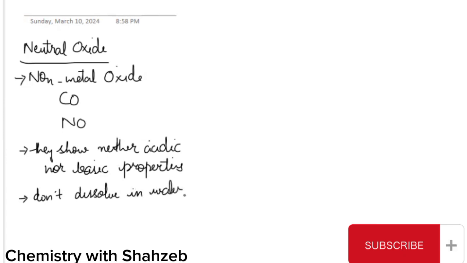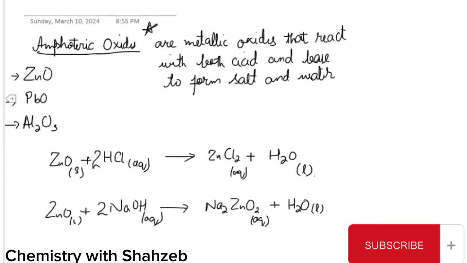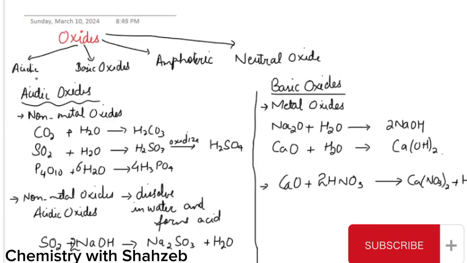So this is all about the concept of oxides. The amphoteric oxides are zinc oxide, lead oxide, and aluminium oxide, and we have discussed different types of oxides here: acidic oxide, basic oxide, amphoteric oxide, and neutral oxide. So this is all from the oxides. Okay.